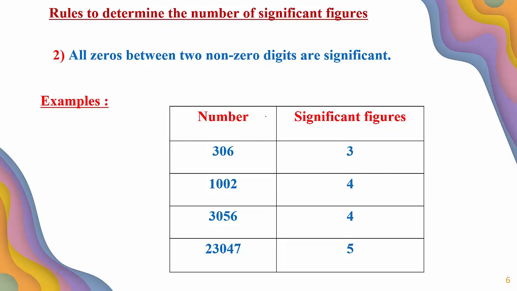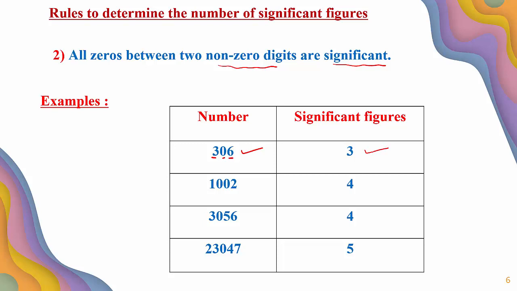All zeros between two non-zero digits are significant. If 0 lies between two non-zero digits, then we can call it significant. You can observe the example. The first number given is 306. 3 and 6 are non-zero digits. In between the non-zero digits there is a 0. So we can consider all the digits: 3, 0, 6. How many digits are there? 3. So there are 3 significant figures. Is it clear?